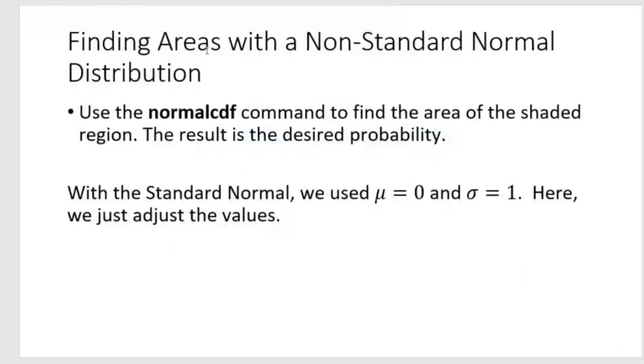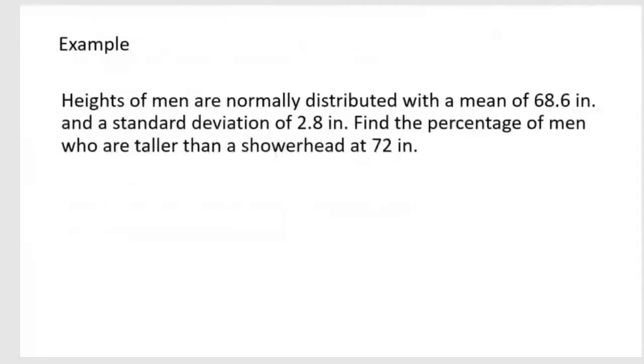In the first type of problem, you have to find an area. Just as before, we're going to be using the normal CDF to find the area. But when we did a standard normal, we always used mu equals 0 and sigma equals 1. In this section, since it's not standard, we will just adjust our sigma and mu.